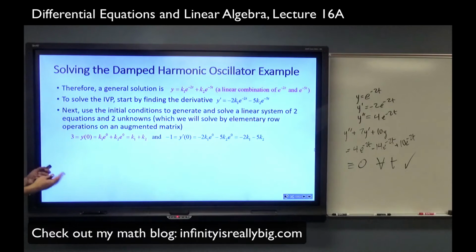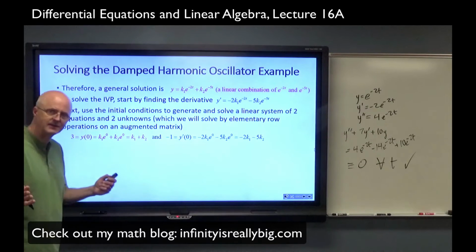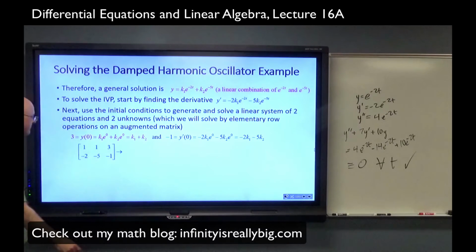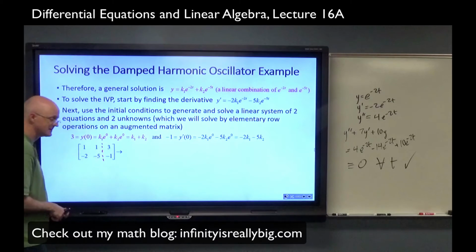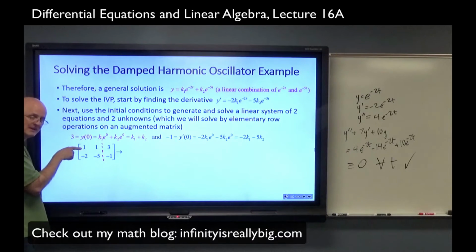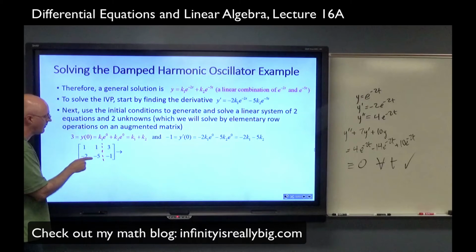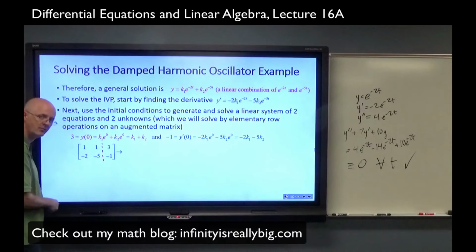I want to solve this system of linear equations for k1 and k2. You don't have to do it this way, but we might as well. Let's go ahead and put them in an augmented matrix. So the first row here represents 1 times k1 plus 1 times k2 equals 3. The second row represents negative 2 times k1 minus 5 times k2 equals negative 1.